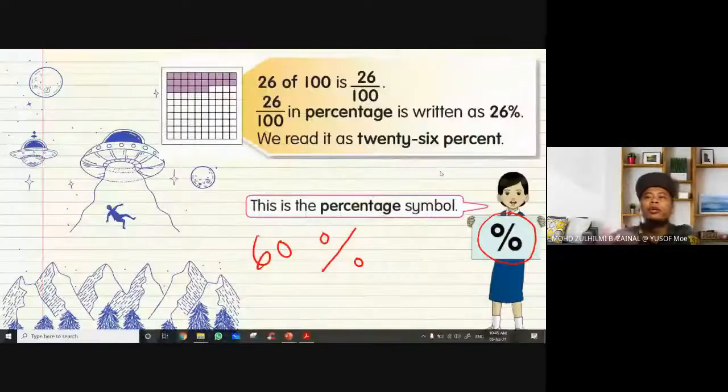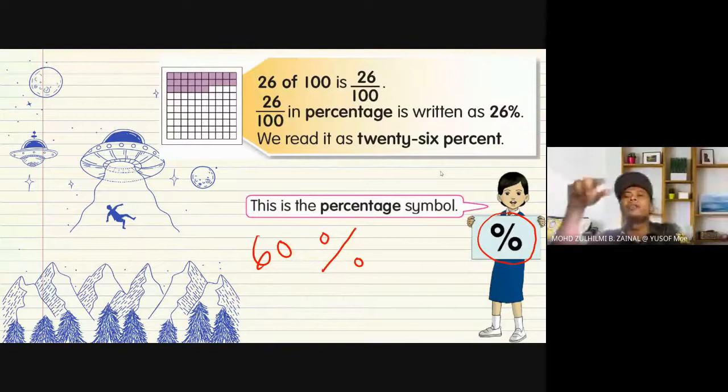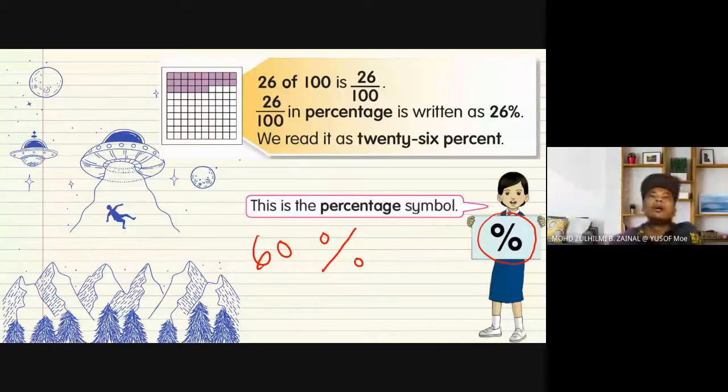Okay, thanks. Alright, so 60% of our body contains water. So the 60 we write like this, 60%. The symbol for percent is like that. Okay, so 26 of 100. Look at this picture, 26 of 100. Okay, yes, you can see here.